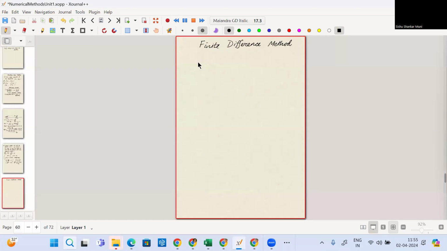So wherever you see derivatives, you replace them by a central difference scheme, and you will have a set of equations. So the idea is converting the boundary value problem into a set of simultaneous equations and then solve it. Okay. So just a graphical viewpoint.